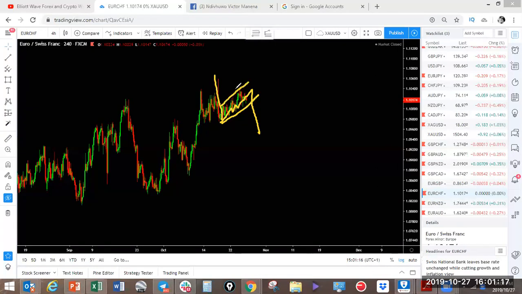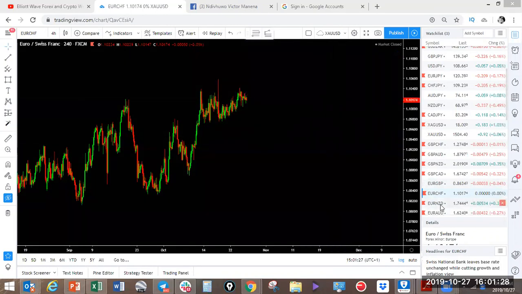This will not go on forever. Even if it takes the top again, it should come back down. And that downside can even be a corrective structure for one more up. Okay, so that is EUROCHF.